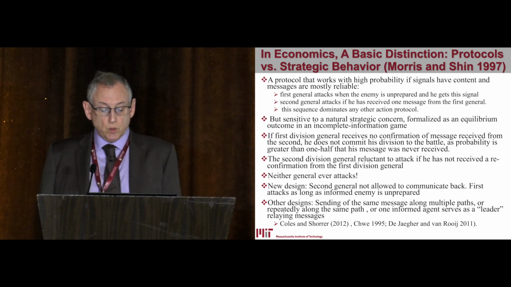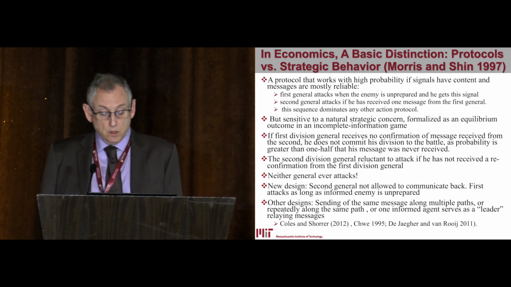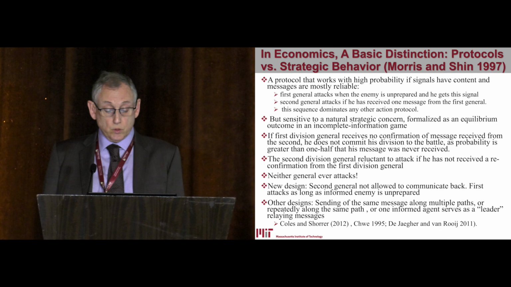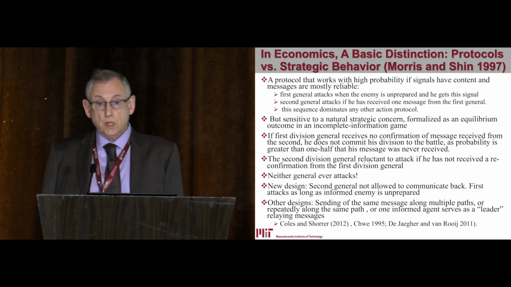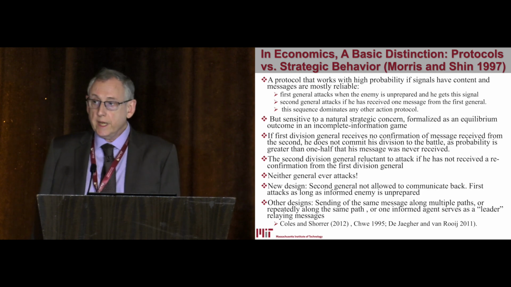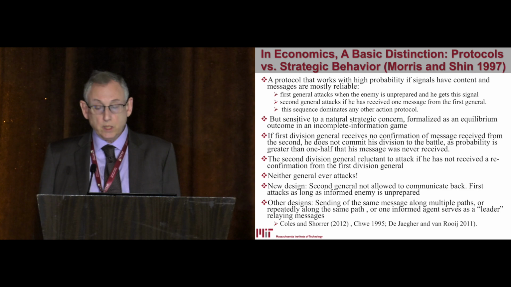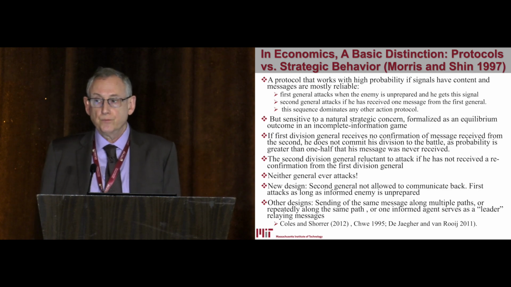If the first general receives no confirmation from the second, did the second general get the first message sent by the first general? The first general doesn't know. The first general doesn't commit his division to battle because, in effect, the probability is greater than 1/2 that his message was never received. And if he attacks and the other general is not attacking, then there's a disaster. But likewise, the second general is reluctant to attack if he has not received a reconfirmation from the first general, by the same logic. And the whole thing unravels and nobody ever attacks.